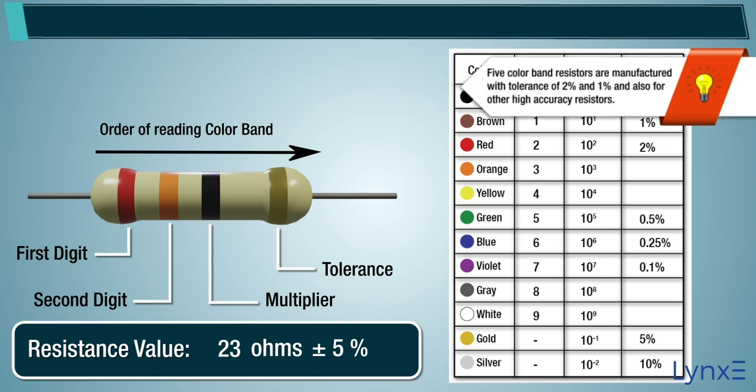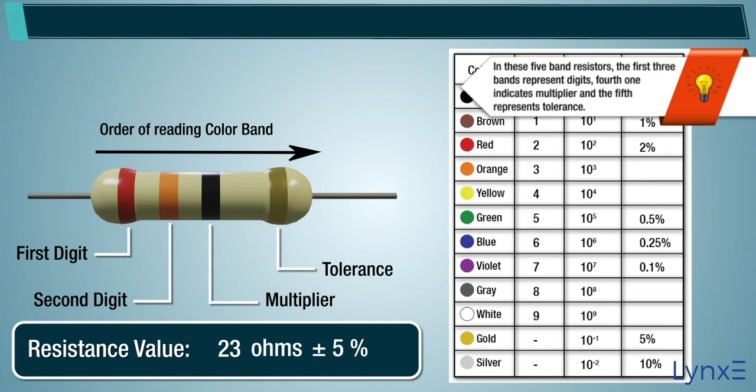Note: 5 color band resistors are manufactured with tolerances of 2% and 1%, and also for other high accuracy resistors. In these 5 band resistors, the first 3 bands represent digits, the fourth one indicates the multiplier, and the fifth represents tolerance.